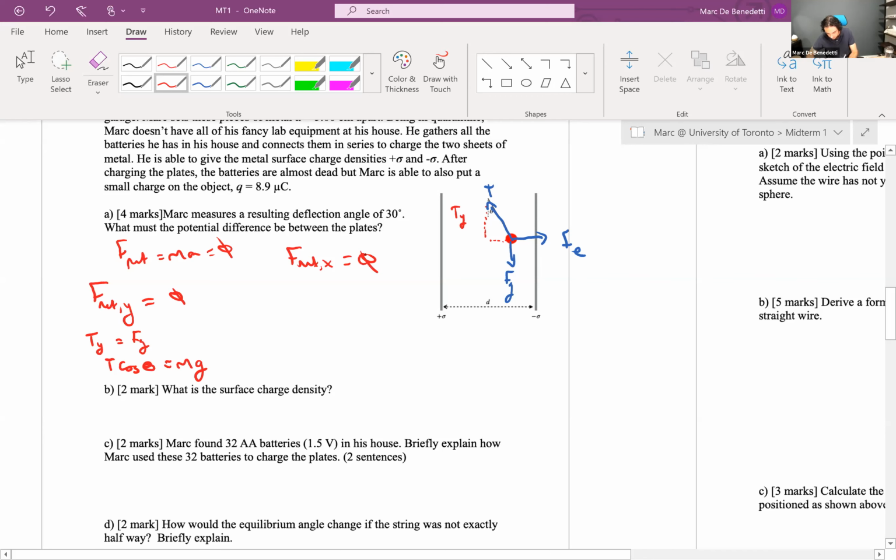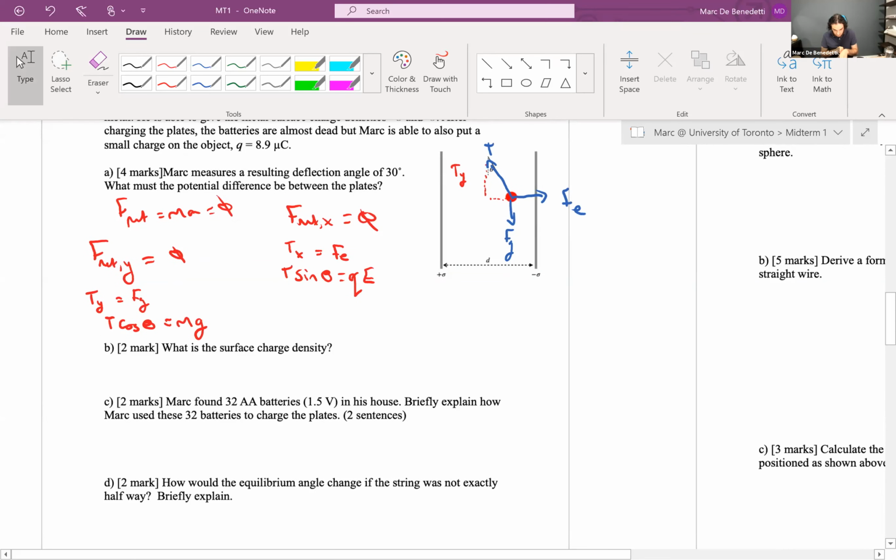In the x direction, what am I looking at? I'm looking at tension in the x direction, and I'm looking at the electric field, or the electric force. This is going to be tension sine theta equals Q times E, whatever the E field happens to be. And then you plug everything in, and let's eliminate tension, shall we? So plug tension into here, and we're going to get mg tan theta, and that's going to equal QE.